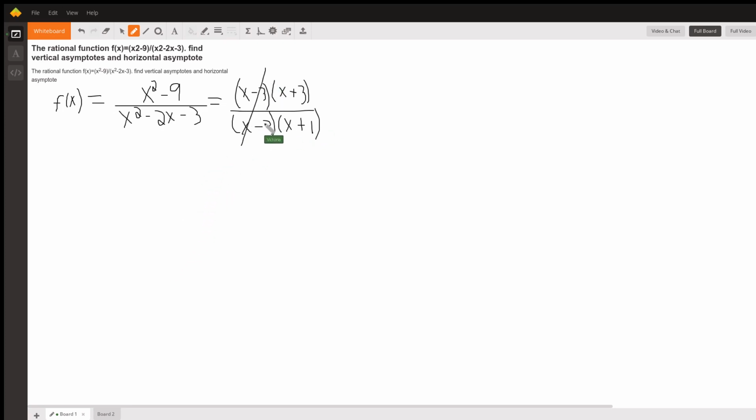We still have a problem at x equals 3, because if you plug it in, you get 0 on the bottom. But what happens at x equals 3 is it leaves a hole in the graph. And your question isn't asking about holes, so we'll just leave that for now.